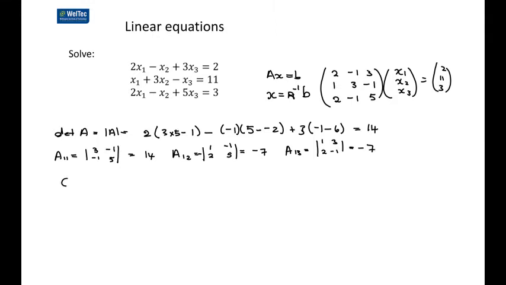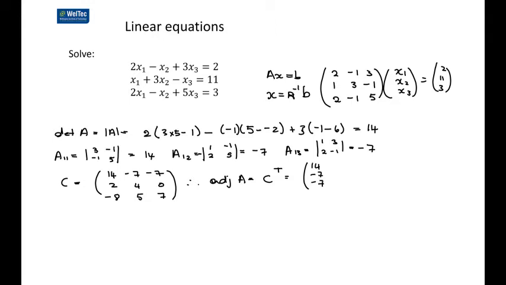Okay, so completing that for all of those, we will end up with 14, negative 7, negative 7, 2, 4, 0, negative 8, 5, and 7. Now we need to find the adjoint, which will be the transpose of C. So each row has to become a column. The first row becomes the first column, and the same again, 2, 4, 0. And the third row will become the third column.